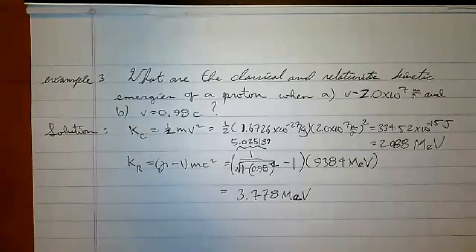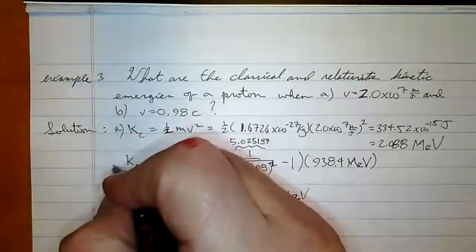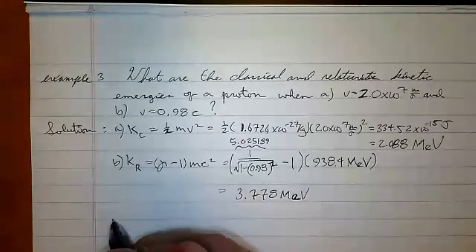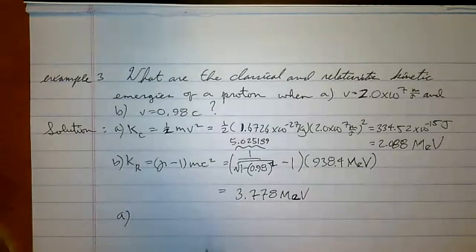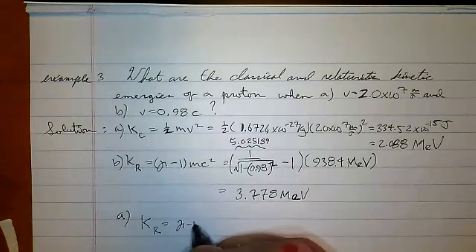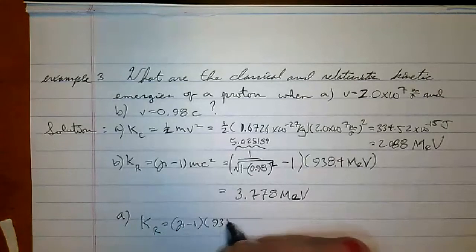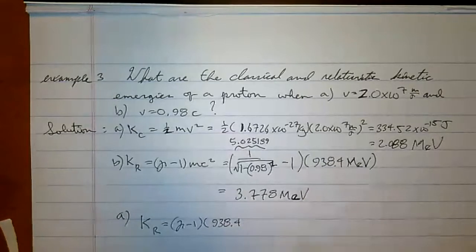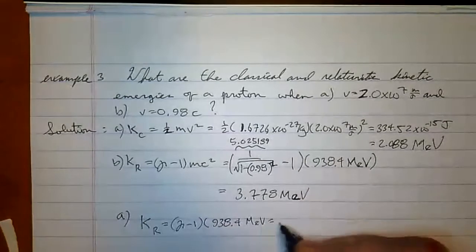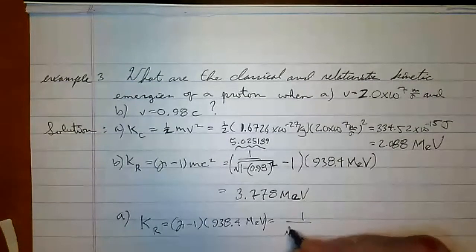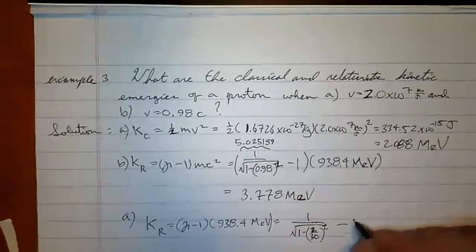Of course, I just did it for 0.98 instead of the other part. So let's call that part B. This is part A. This is part B. Now I'm going to do, I don't know why I did it that way. I did the same thing in my class the other day, and I guess that's the nature of getting old. So let's say A, kinetic energy relativistic is equal to gamma minus 1 times, again, 938.4 MeV. But in this case, gamma is 1 over the square root of 1 minus 2 over 30 squared, which we had actually done as well.